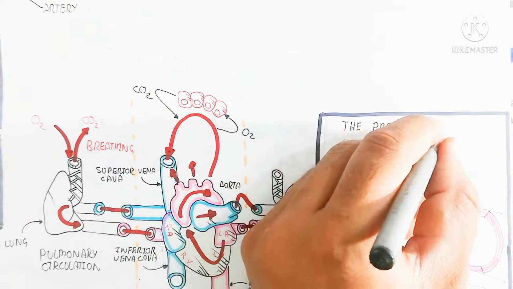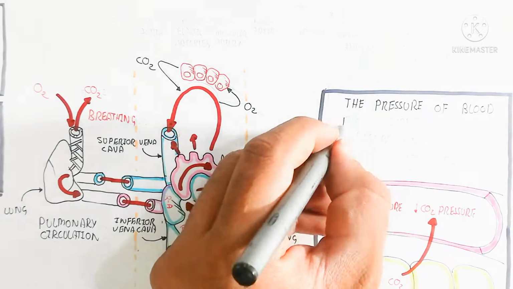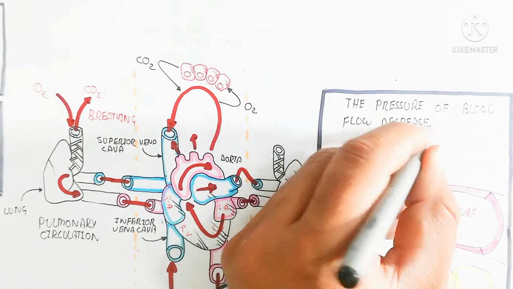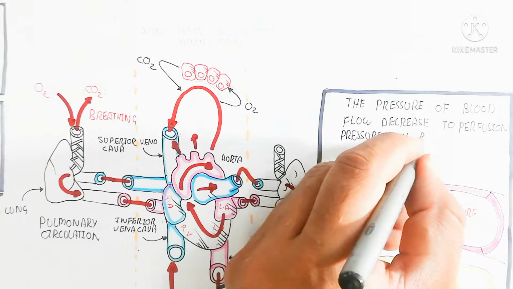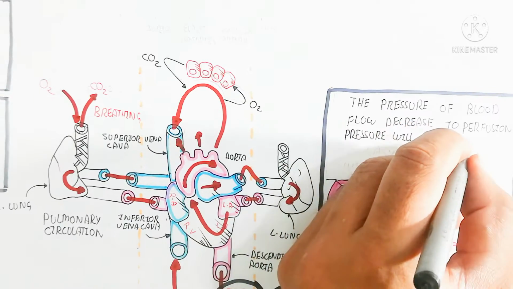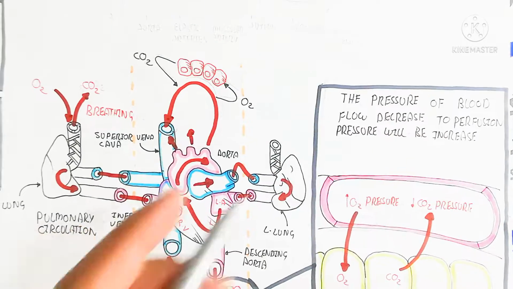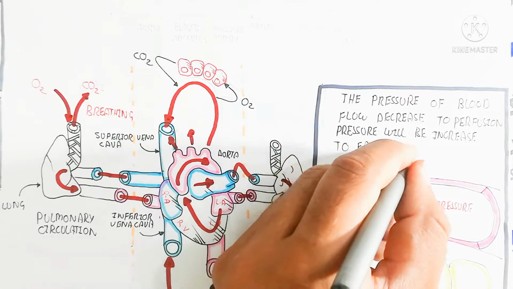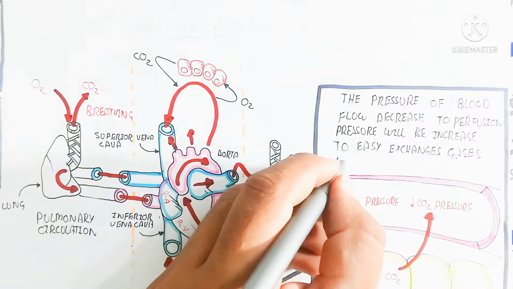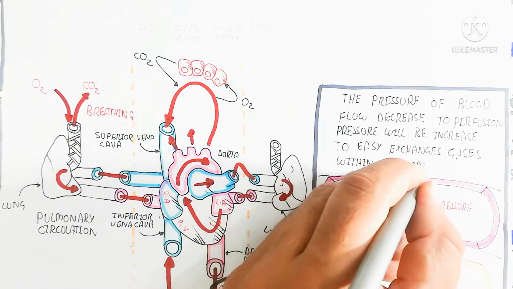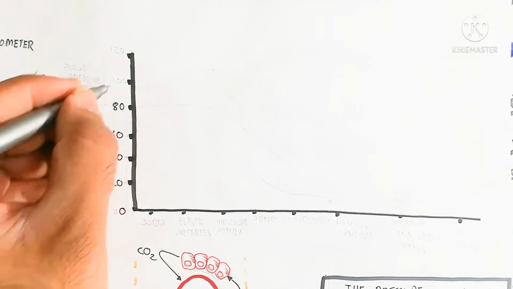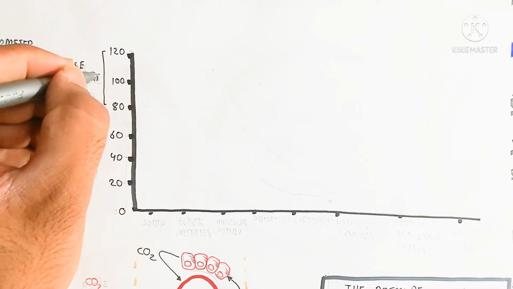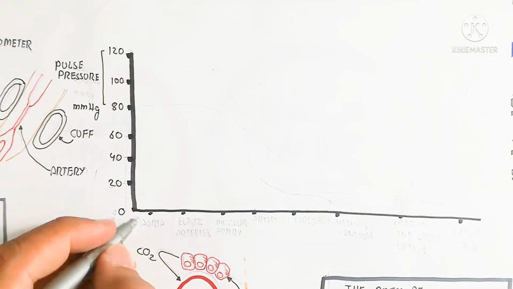So the pressure of blood flow decreases and the perfusion pressure increases for easy exchange of gases within the capillary. So the blood pressure will be decreased, while the perfusion pressure will be increased. In this way the oxygen will be diffused easily into the cell. So the perfusion will be increased, which means the exchange of gases.